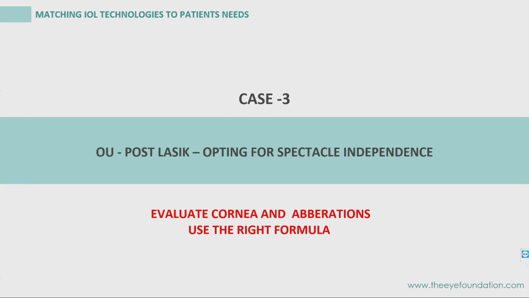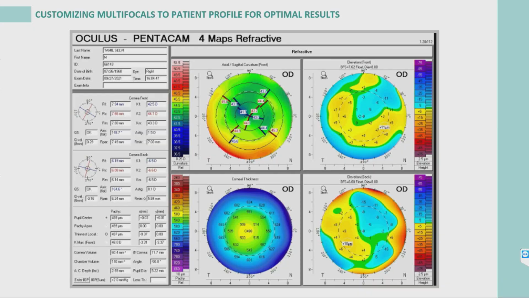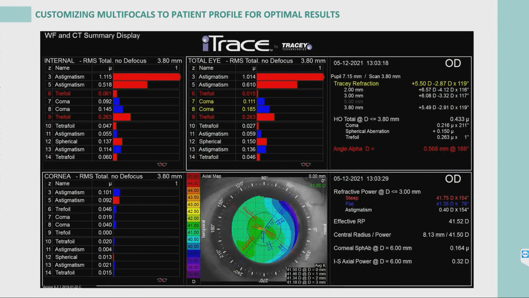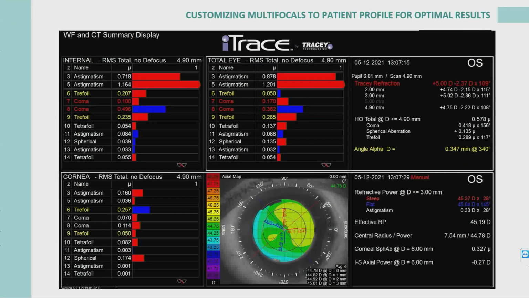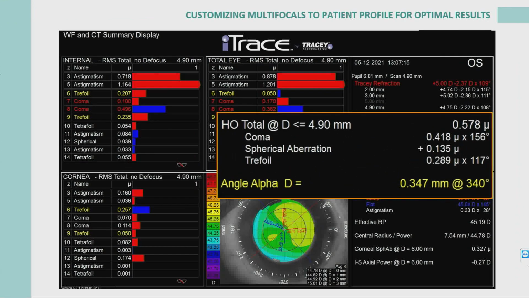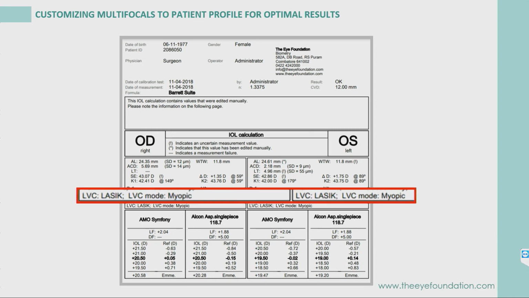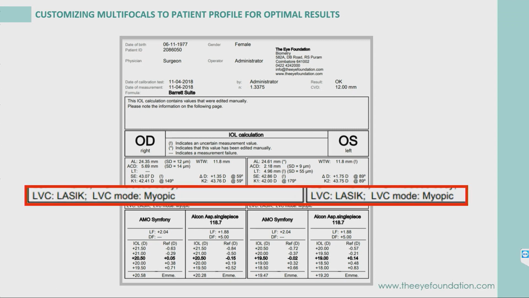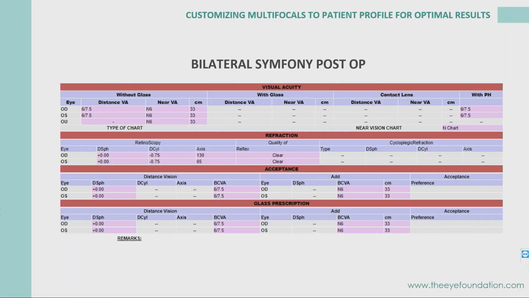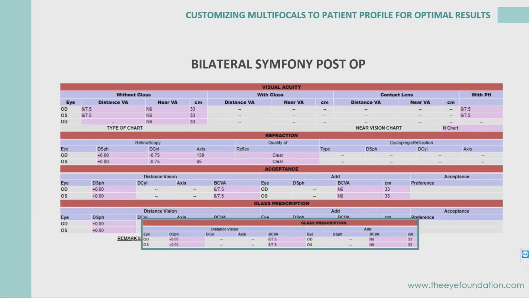Now, for a post-LASIK patient, I would look at his topography, I would look at his eye trace to look at the angle alpha, which was mentioned. I would try to look whether any other higher order aberrations are within limit. And then I would suggest a Symphony for him in these eyes. Of course, I would use my Barrett TK value for him. And this kind of patient does well with Symphony.